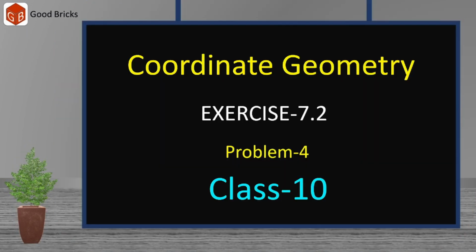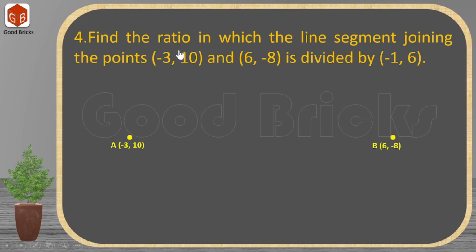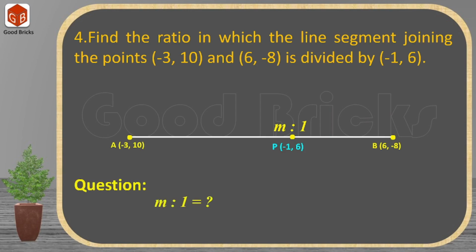Let us now solve fourth problem. In this, they have given 2 points and we are assuming them as point A and point B. When we join these 2 points, we will get a line segment. To this line segment, there is one more point. We call it as P and they have given coordinates minus 1 comma 6. Now this point is dividing this AB line segment in some ratio. Now we have to find that ratio and we are assuming that ratio as m:1.